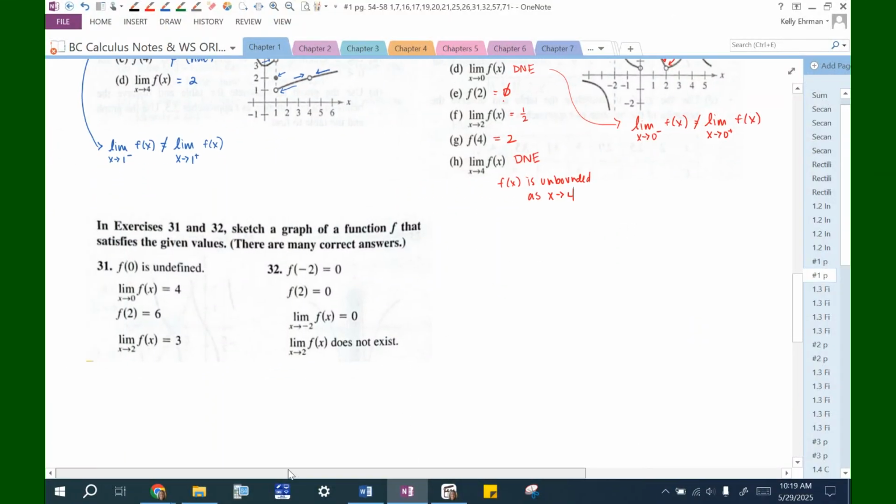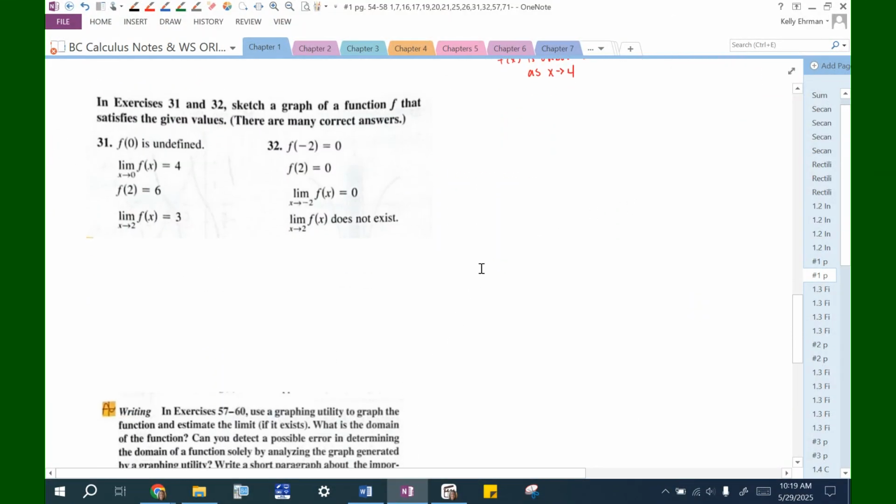All right. For 31 and 32, sketch a graph of the function that satisfies the given value. So there are a lot of correct answers. I'm just going to talk through how I might draw this. So first off, I need to make sure f of 0 is undefined. So maybe I have an unbounded graph or a hole right here. I want to look at the other information.